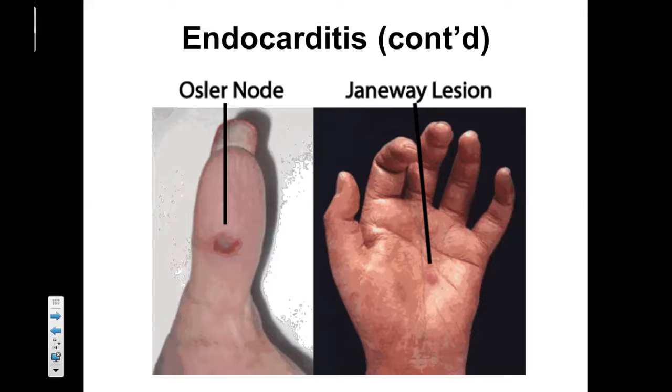To give you an idea of what Osler's nodes and Janeway lesions look like, the Osler's node is going to be a smaller, more pronounced patch on the digits that's painful, and the Janeway lesion is on the palm of the hand or the sole of the foot and is not painful.